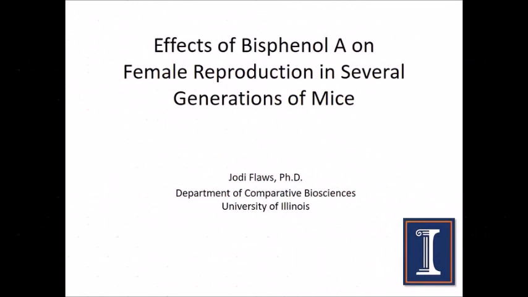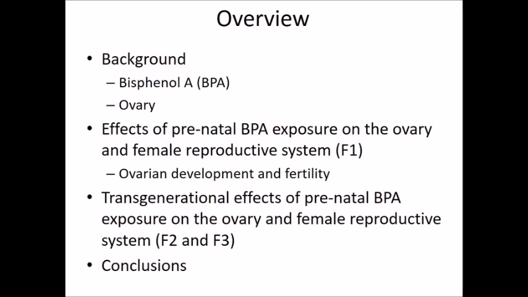Thank you for giving me this opportunity to talk about my work on the effects of bisphenol A on female reproduction in several generations of mice. What I'd like to do today is first give you some background on bisphenol A, or BPA, and some background on the ovary. Then I'll share with you our data on the effects of prenatal BPA exposure on the ovary and female reproductive system, and give you some data on particularly ovarian development and fertility. Then I'll share with you our data on transgenerational effects of prenatal BPA exposure on the ovary and female reproductive system, and then leave you with some conclusions.